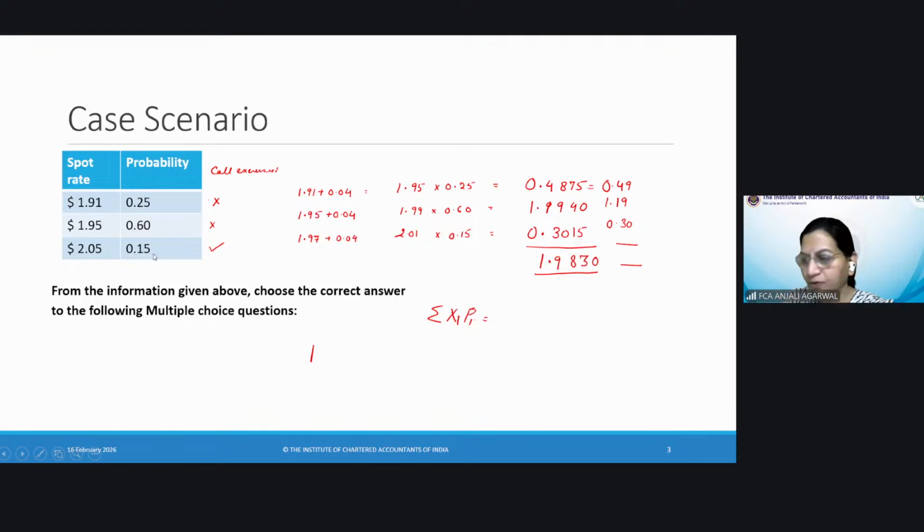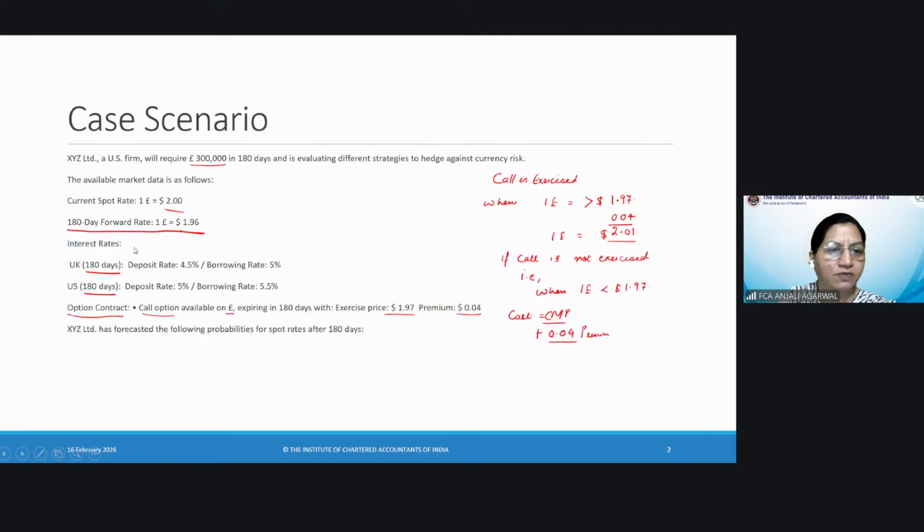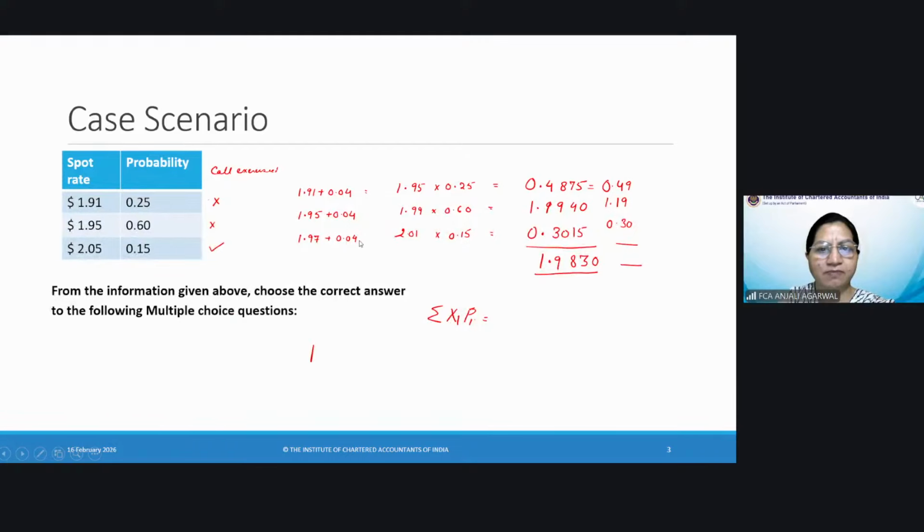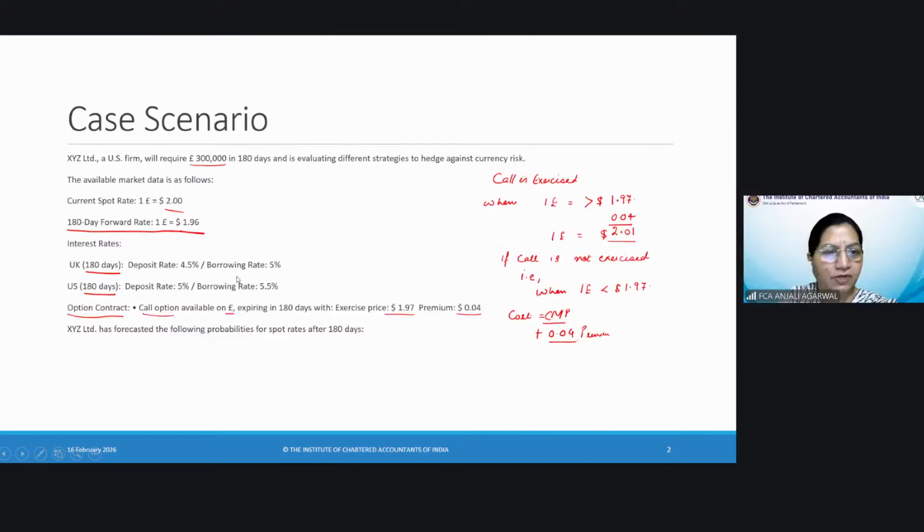So if you don't use hedging, this will be applicable. However, if you use hedging, like call option, then it is 1.91 plus 0.04, 1.95 plus 0.04. Here you will not use 2.05, you will use the exercise price, 1.97 plus 0.04. Okay, so this is your exchange rate 1.9830. Another important thing here is you have to pay the premium upfront. So you may take an opportunity cost of interest on that upfront premium.